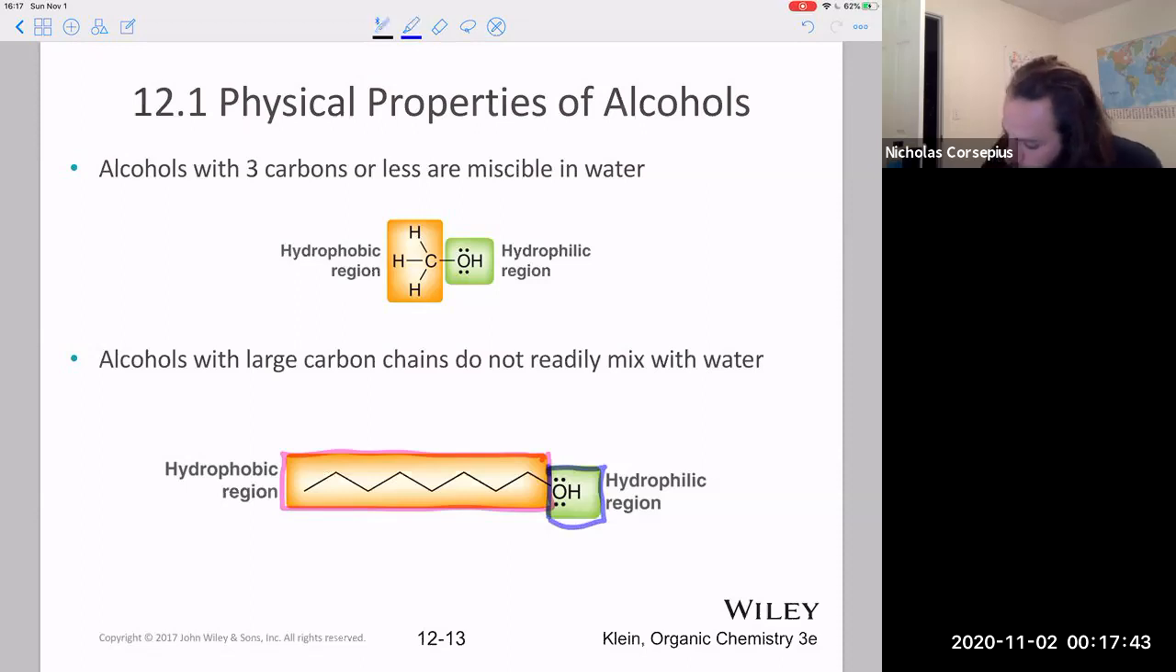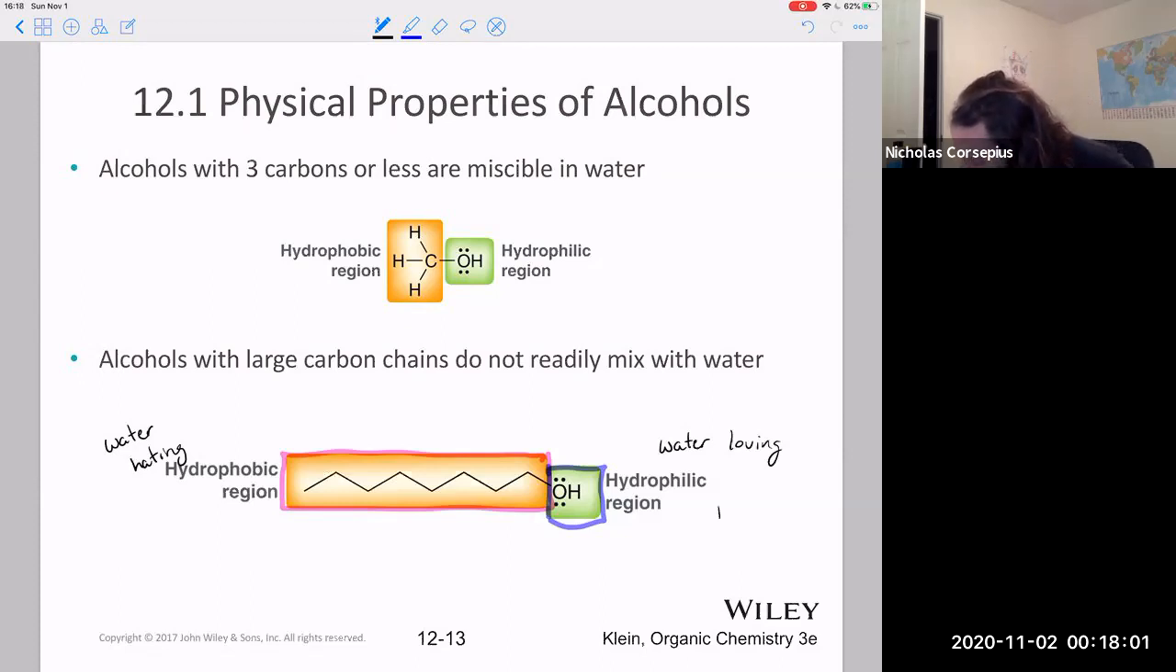These words, hydrophobic, water hating, hydrophilic, water loving, are actually mainly terms that you hear in biochemistry, but nonetheless, hydrophilic is just another way of saying polar, whereas hydrophobic is another way of saying non-polar. And so most alcohols have dueling halves of the molecule. You have your functional group that's really polar, but then the other half of the molecule is just this carbon hydrogen backbone.